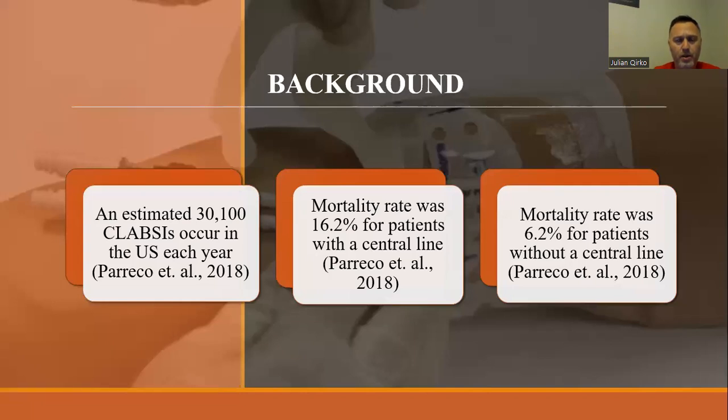Little background history: an estimated roughly 30,000 CLABSI occur in the US each year. Mortality rate for patients with central line is at about 16%, and of those patients without a central line, 6%. With these staggering percentages, the Centers for Medicare and Medicaid have taken actions against hospitals by reducing their payments due to poorly controlled infection rates.